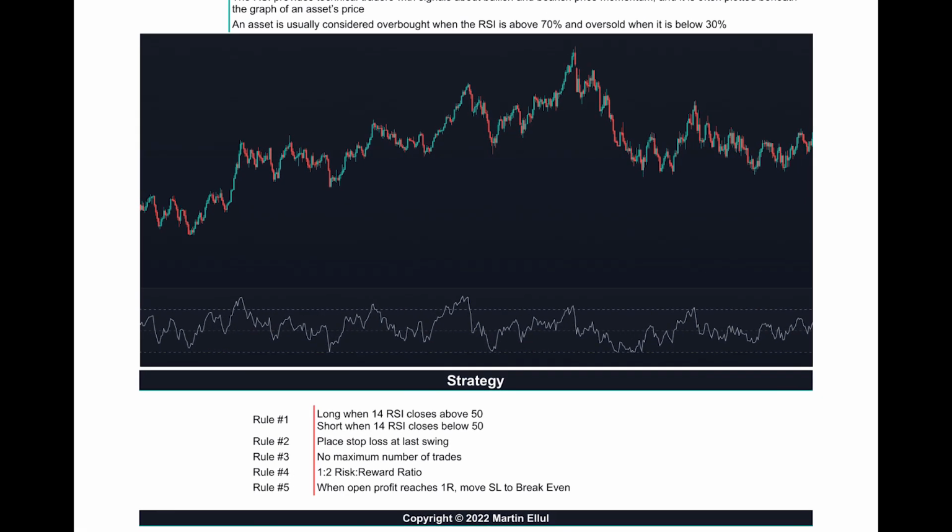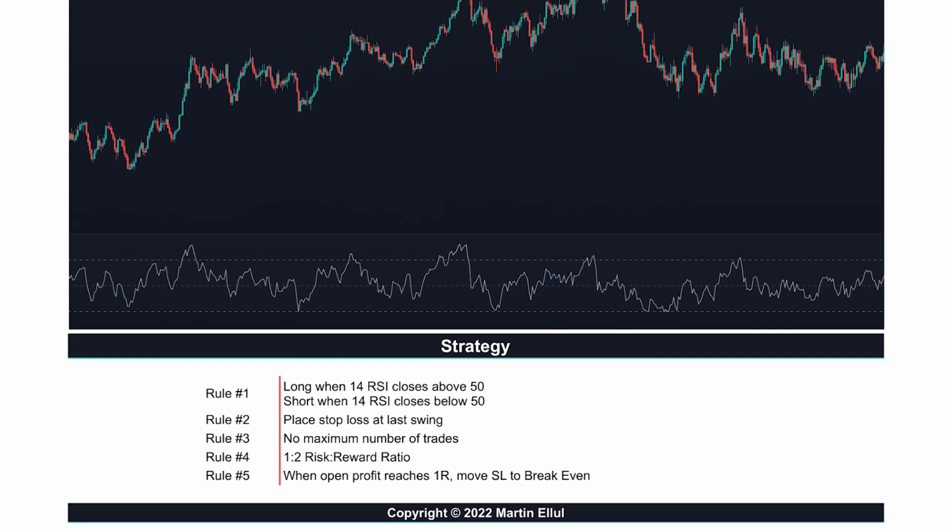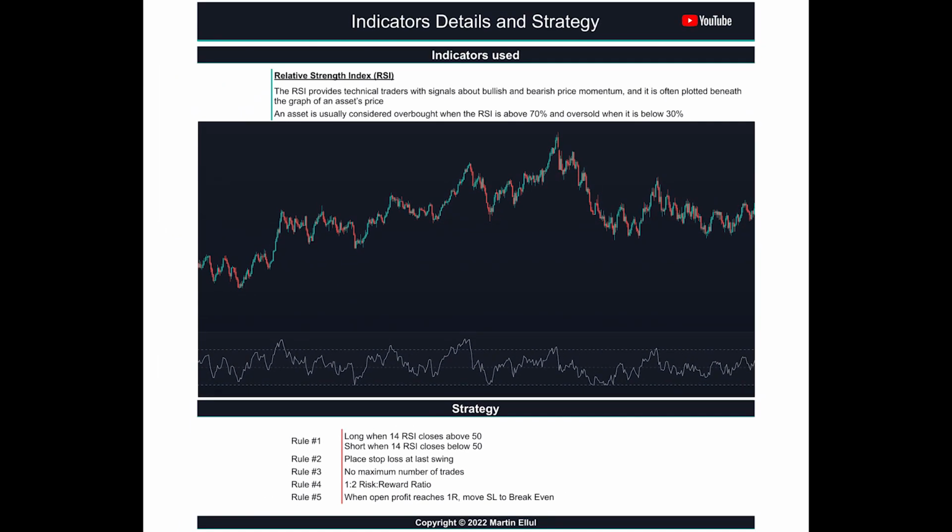So here's the strategy. It's very simple. We go long when the 14 RSI closes above the 50 line, and we go short when the 14 RSI closes below the 50. We place the stop loss at the last swing. We don't have a maximum number of trades. We need a set 1 to 2 risk to reward ratio. And when the open profit reaches 1R, we move the stop loss to break even, making a risk-free trade. So let's get on the charts now so I can show you a few trades and then we'll dive straight into the backtest.